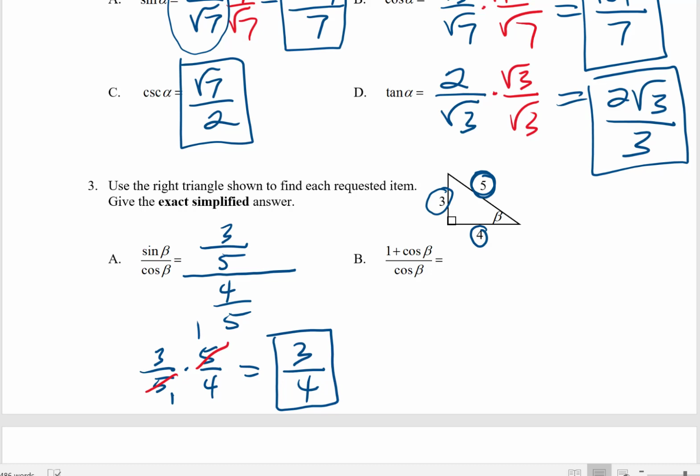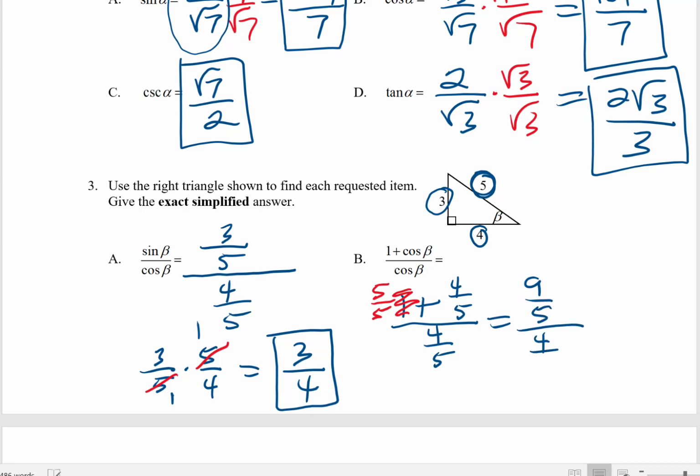In part B, the top of this fraction is 1 plus the cosine ratio. We had already figured that out to be 4/5. And the denominator is just the 4/5. Then I simplify this. Let's see, for the top, I'll rewrite this 1 as 5/5, so that I have a common denominator up there. Now I have 5/5 plus 4/5 is 9/5.